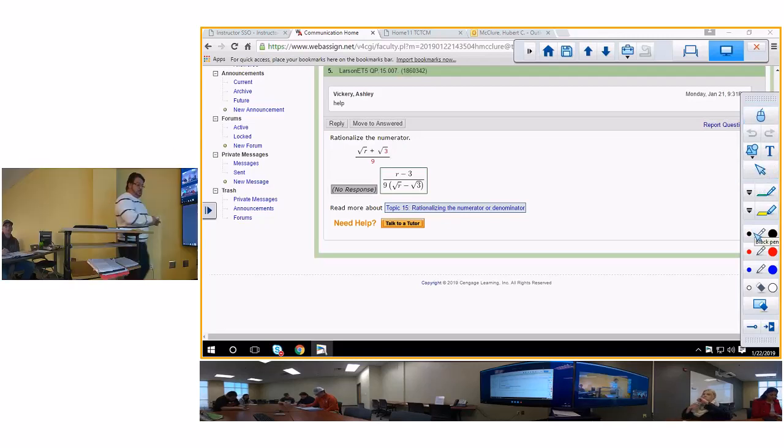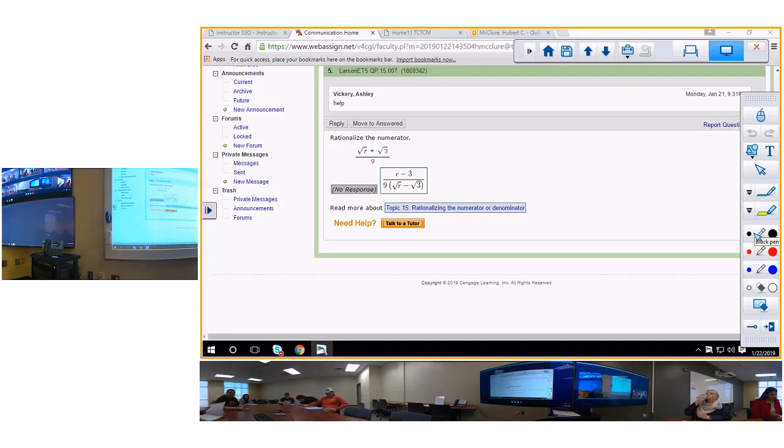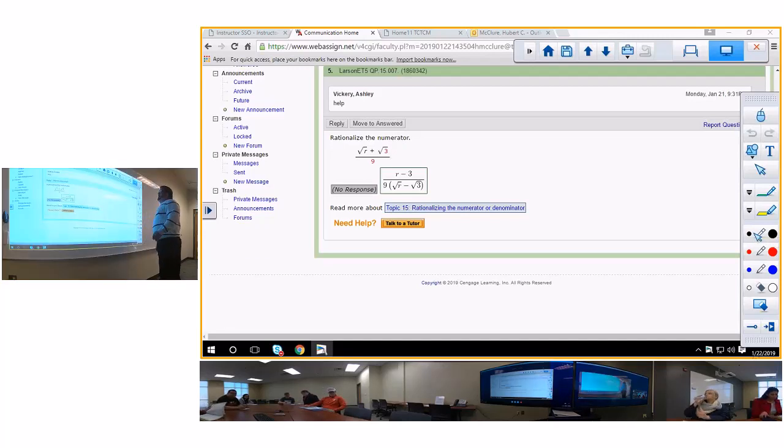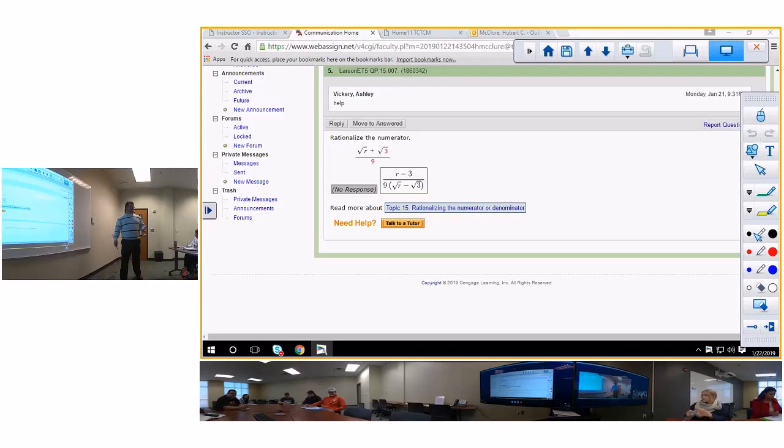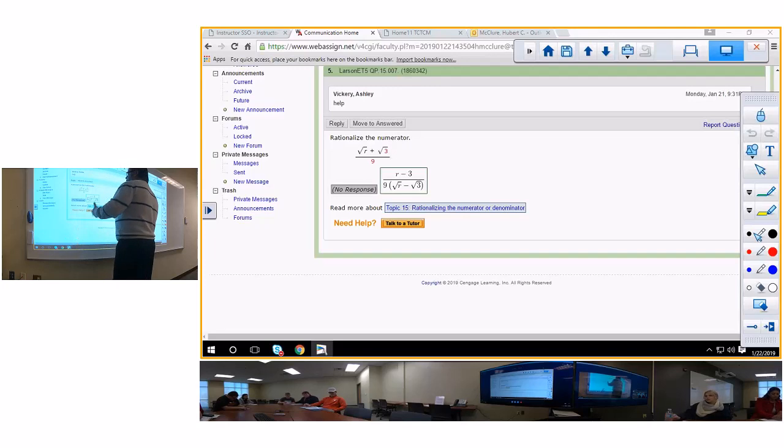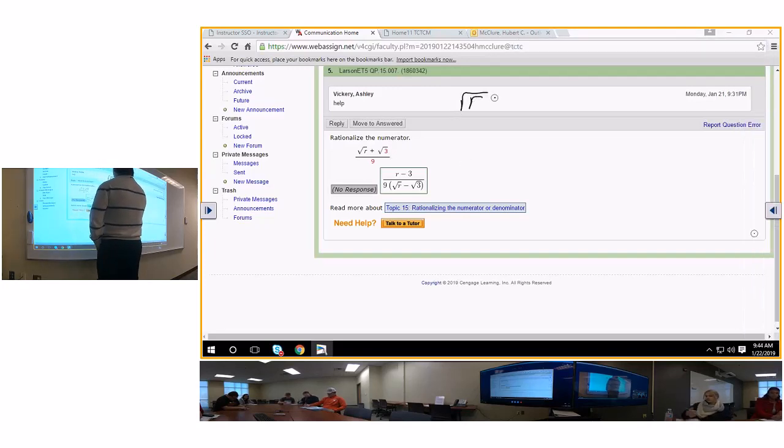So the question says rationalize the numerator. There will be a few times when you get into calculus that you will rationalize the numerator, but 90% of the time you're going to rationalize the denominator because you're doing limits and you can't divide by 0. So you have to rationalize the denominator so you won't have 0 in the denominator. In this case, it's square root of r plus the square root of 3 over 9.